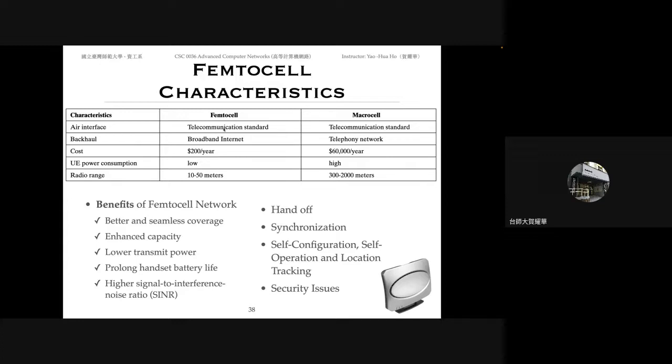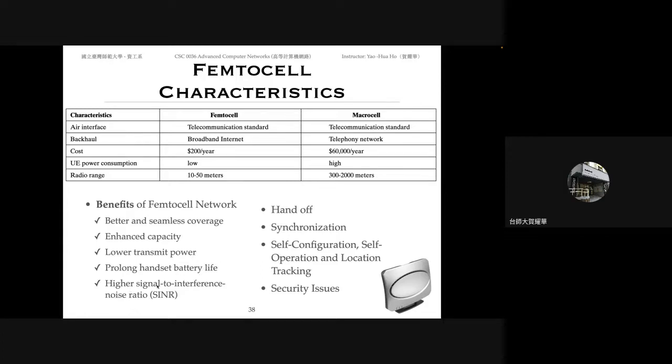Another good thing about the femtocell is that the power consumption on the mobile devices is very low compared to the microcell. The radio range of the femtocell is 10 to 50 meters, compared to the microcell's 300 to 2,000 meters. Therefore, the benefit of the femtocell network is much better coverage, enhanced capability, and lower transmission power, especially for devices. It prolongs the standard battery life because of the lower device power.